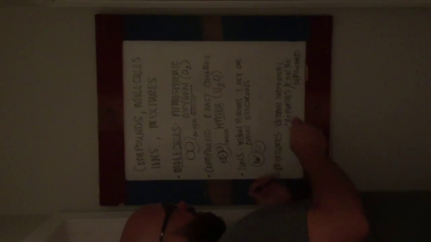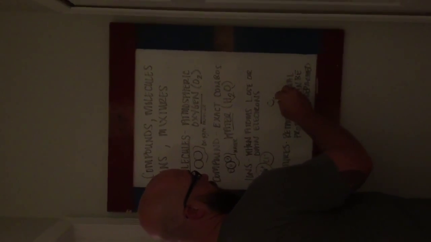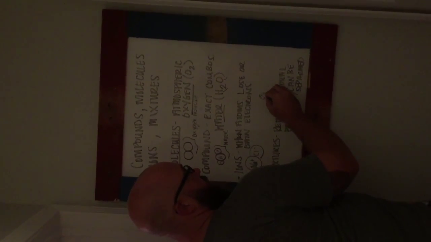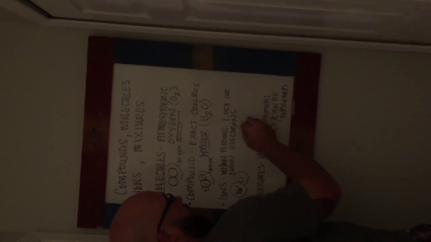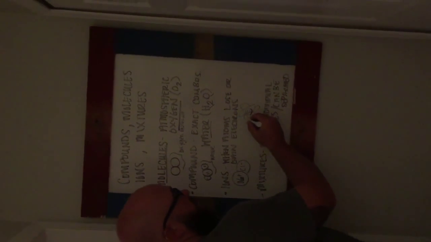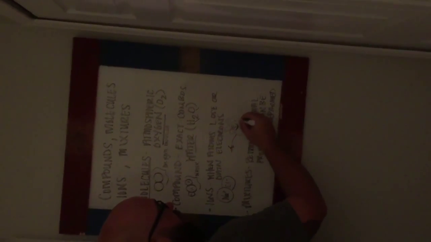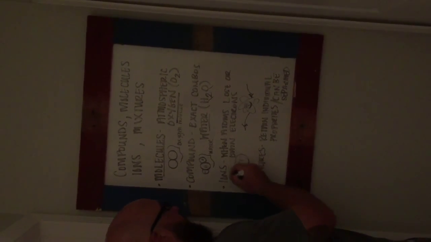An ion is created when that atom loses. Remember we said an atom has protons and neutrons inside, and then electrons that are spinning around on the outside. Okay, so when that atom either loses or gains an electron, it creates an ion.